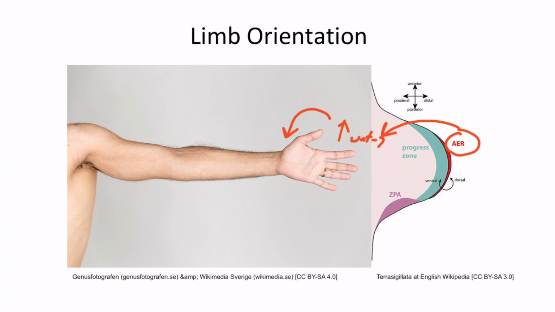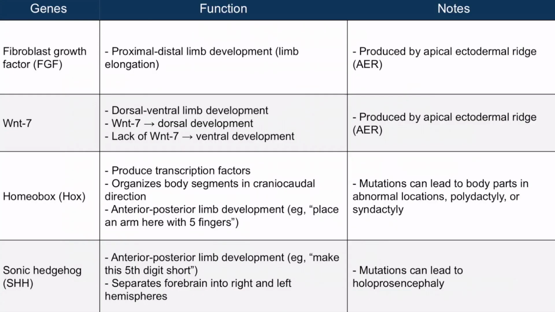So your arm looks like the back of your arm. But when it's lacking, decreased Wnt7, you'll get what looks like the palm and the rest of the surface of your ventral arm. Now the last part to discuss is anterior and posterior patterning.